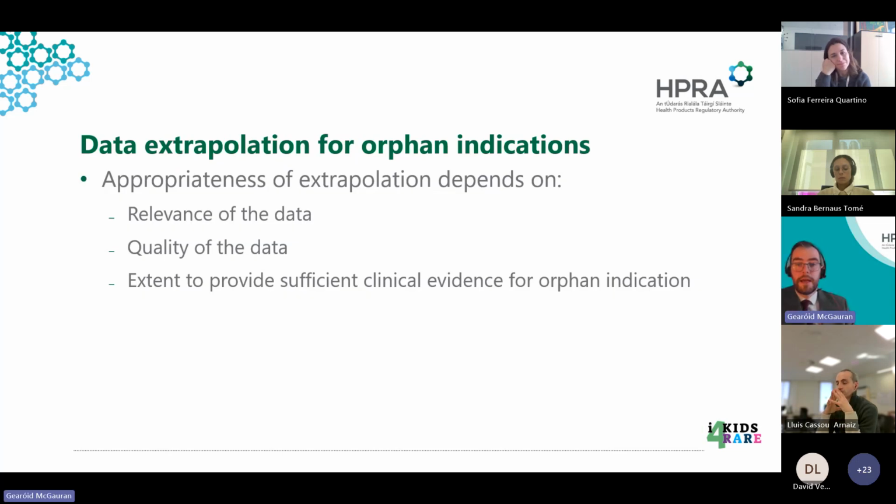So moving on, as mentioned previously, it may be appropriate to extrapolate clinical data collected from non-orphan indications for the purposes of supporting an orphan indication. For example, extrapolating adult data to pediatric indications. This depends on several factors, namely the relevance of the data to the orphan indication, the quality of that data, and the extent to which the extrapolated data can provide sufficient clinical evidence for that orphan indication.